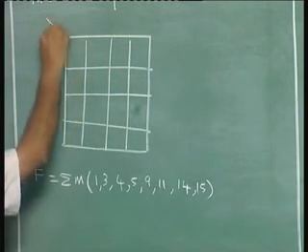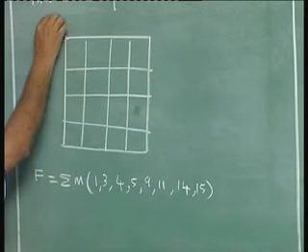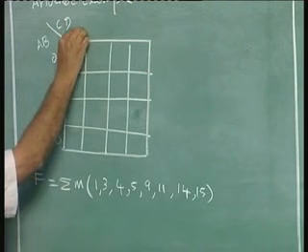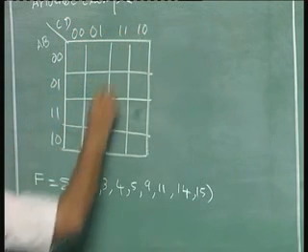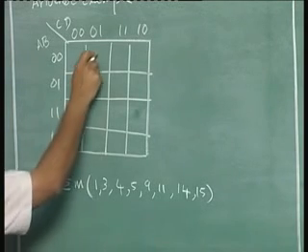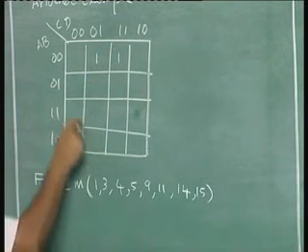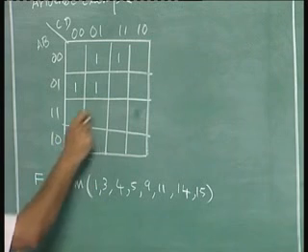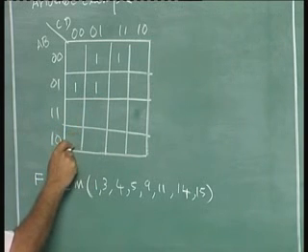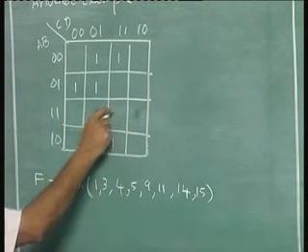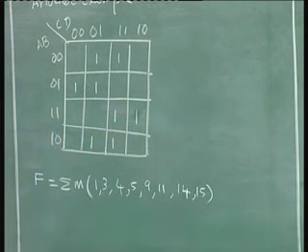I can use any variable. I'll call them A, B, C, D. So the min-terms for which the output is 1 are true, which is this, 3, which is this, 4, 5, 8, 9, 10, 11, 12, 13, 14, 15. This is the distribution.